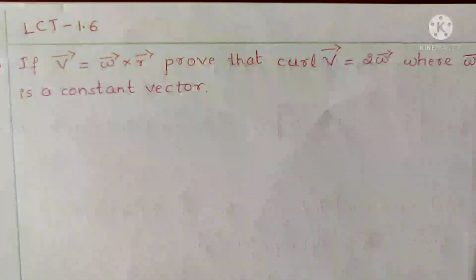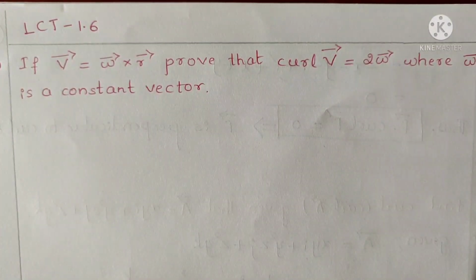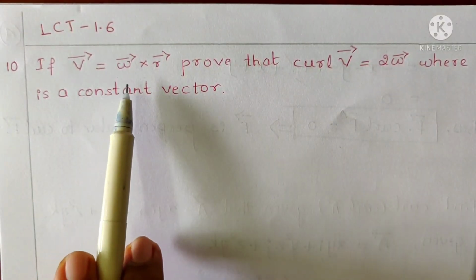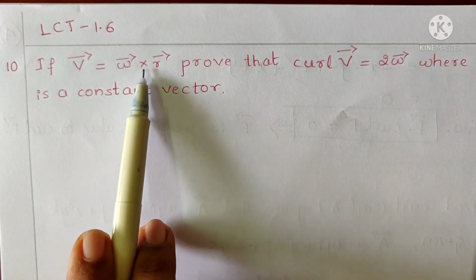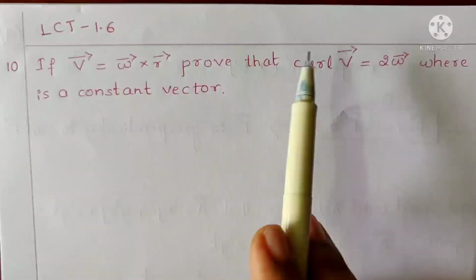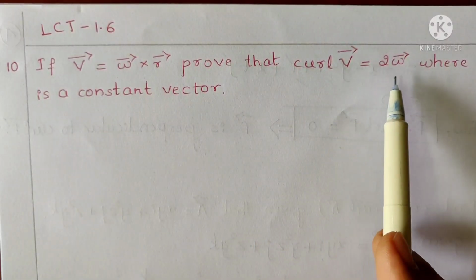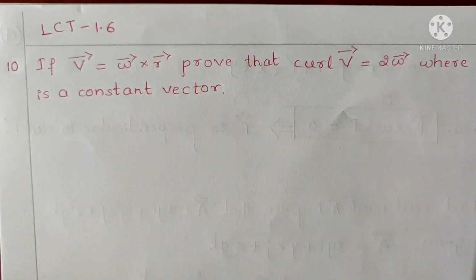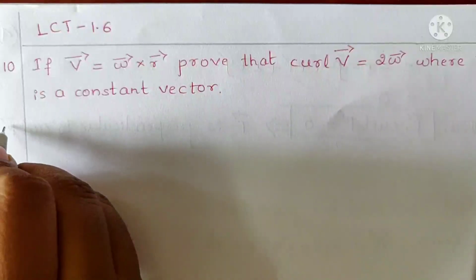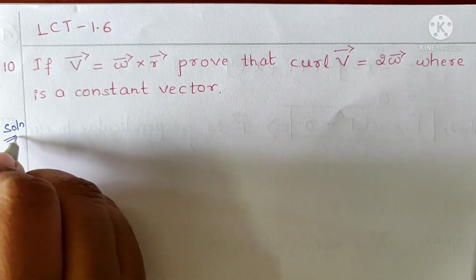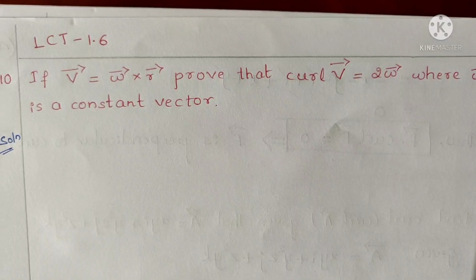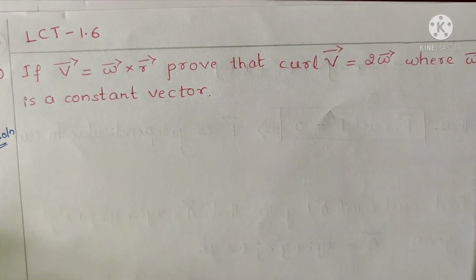Welcome to lecture number 1.6. We'll continue with the next example, and it's the 10th. If vector v is equal to vector w cross vector r, prove that curl of vector v is equal to 2 times vector w, where w is a constant vector. Solution. They asked you to prove that the curl of w cross r is 2 times w.